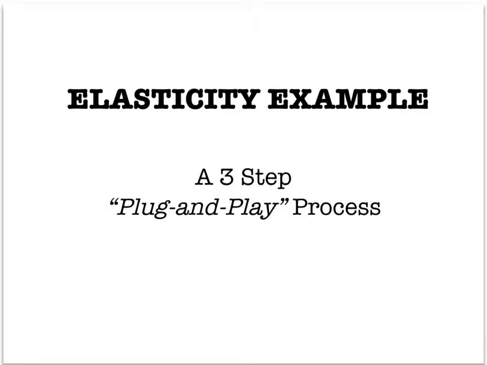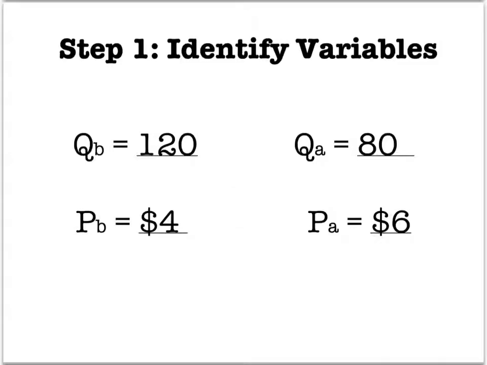In order to calculate elasticity, I have set up what I call a three-step plug-and-play process. The first step in this process is to identify our variables. And from the example, we should see that the quantity demanded before the war was 120 barrels. After the war, it was 80. And the price of gas prior to the war was $4 a gallon, and the price after was $6.